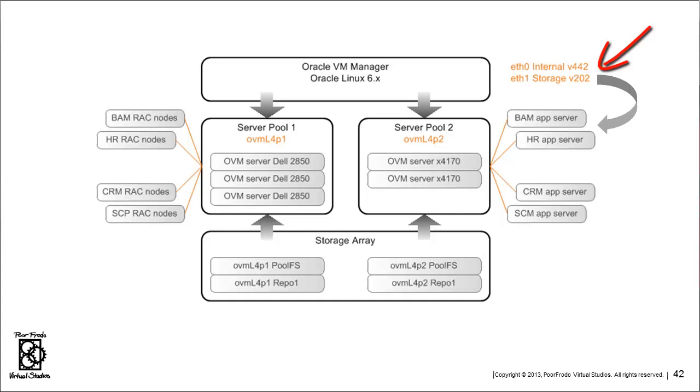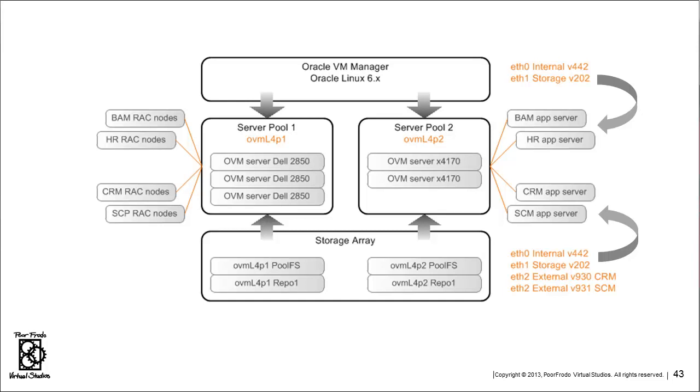Now ETH1 is used for NFS traffic to present application binaries and administrative tools like maintenance scripts to the guest operating systems. Now notice that the VLAN 202 here on DOM-U or the guest is the same exact VLAN 202 we're using for DOM0 or the Oracle VM servers. So VLAN 202 is being used both at DOM0 and DOM-U to allow access to iSCSI and NFS traffic.